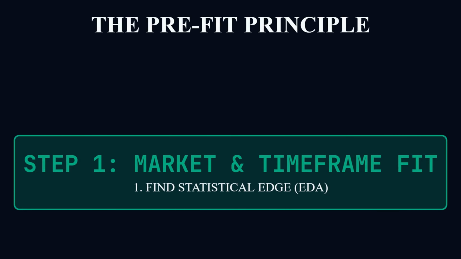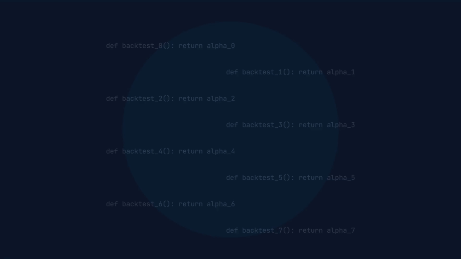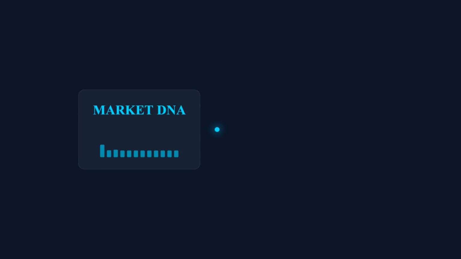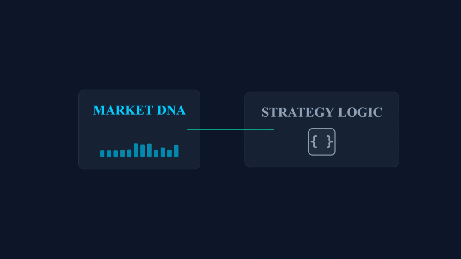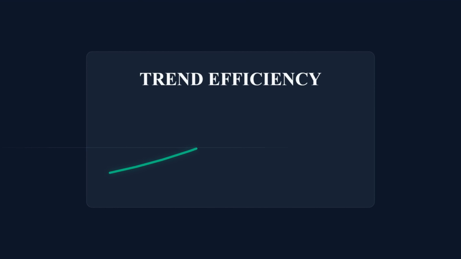The idea behind it is simple. Find the market and time frame where your strategy has the best chance to work before you build anything on top of it. So before I develop a strategy or write a single line of code for a backtest, I run a market analysis first. I want to know whether the market itself has characteristics that actually support the type of strategy I plan to trade. For trend-following strategies, I want to know if the market truly trends.